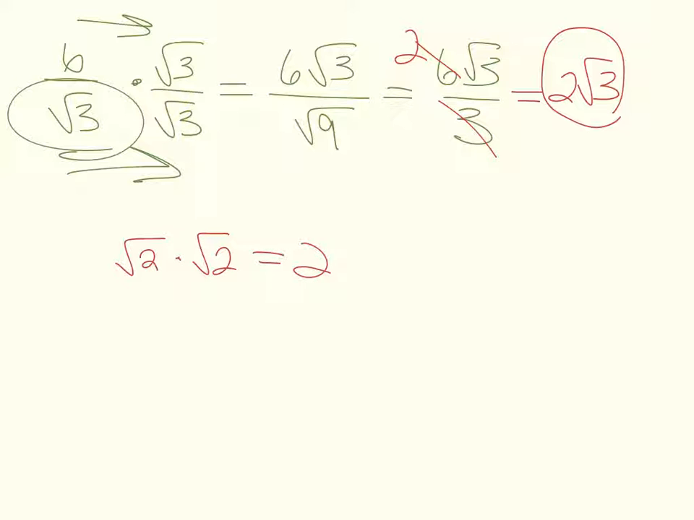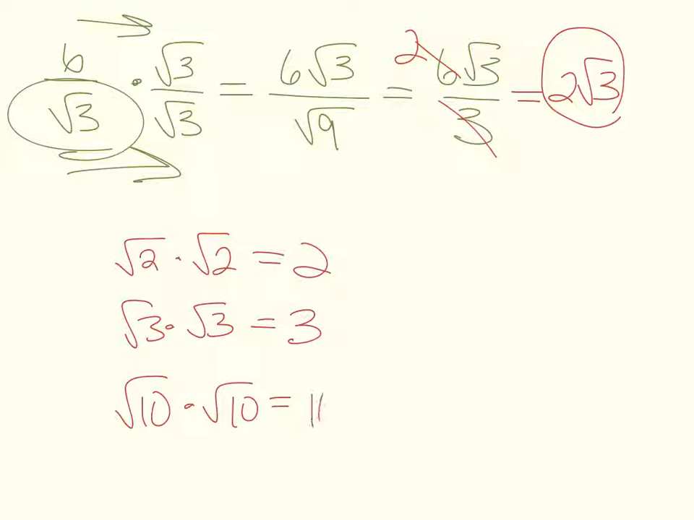Equals 2. The square root of 3 times the square root of 3 equals 3. The square root of 10 times the square root of 10 equals 10. So you need to just realize that. You don't have to go through each step because you can remember that. We really didn't do any with variables, but they work the same way, right?